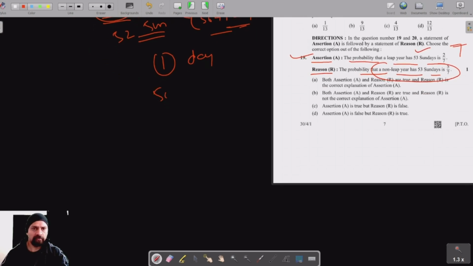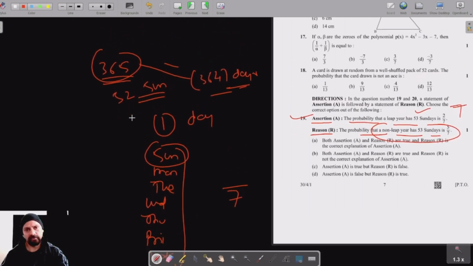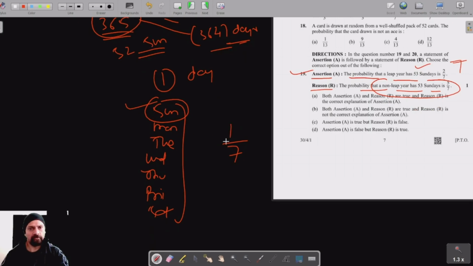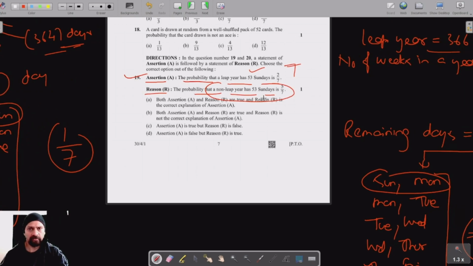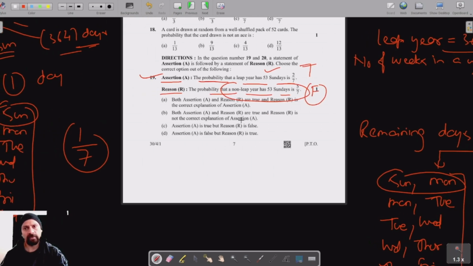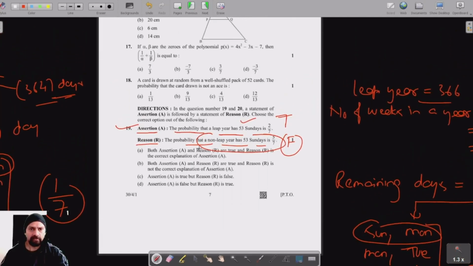Now this 1 day can be Sunday, Monday, Tuesday, Wednesday, Thursday, Friday, or Saturday. We have a total of 7 options, and out of these, the 53rd Sunday is only one, which is 1 by 7. So the reason is not 5 by 7, it's 1 by 7. So the assertion is true, but reason R is false. So C is the correct answer for this. Let's move on to the next question.